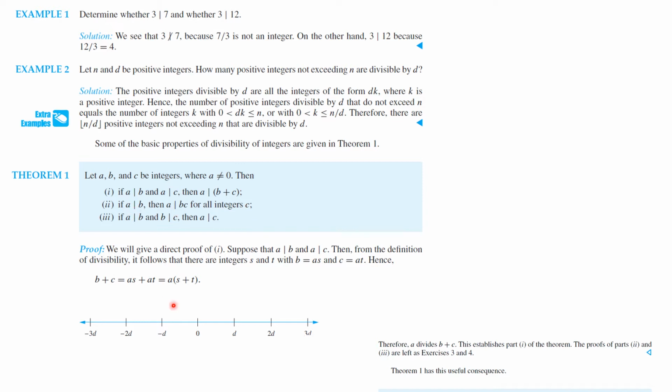But let's look at the proof of number 1. Suppose that a divides b and a divides c. Then from the definition of divisibility, it follows that there are integers s and t, which are probably different, so b is as and c is at. Hence, b plus c is the same thing as as plus at. That's equal to a times s plus t, but s plus t is an integer. Therefore, a divides b plus c. So that establishes the theorem.